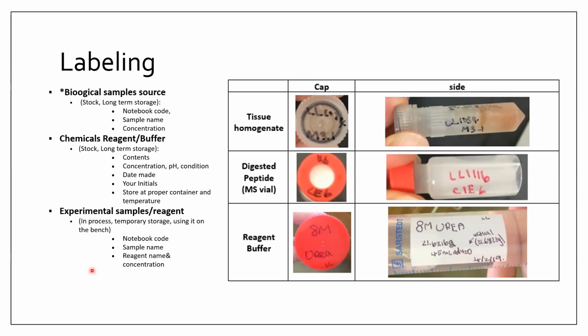If it is experimental samples, that is temporary storage, like now it's on your bench while you're doing bench work, after it's in the media product, like those filters, just make sure you have your notebook code, the sample's name, and then the reagent name and concentration. The notebook code tells everybody you're working on it, and they will not just throw it away if they see it left on the bench. And also you will not confuse yourself when you're doing your preparation experiment.